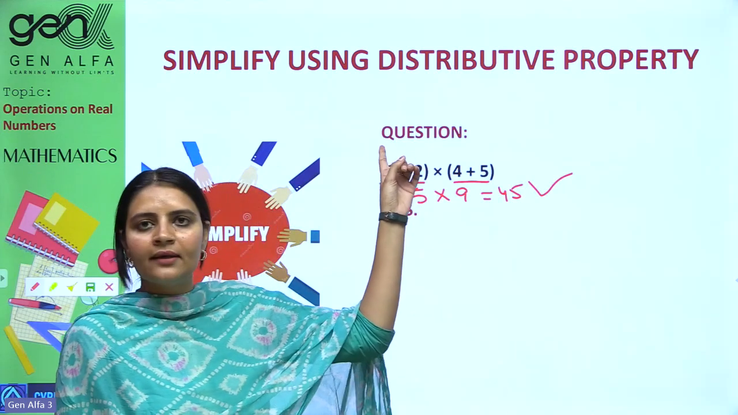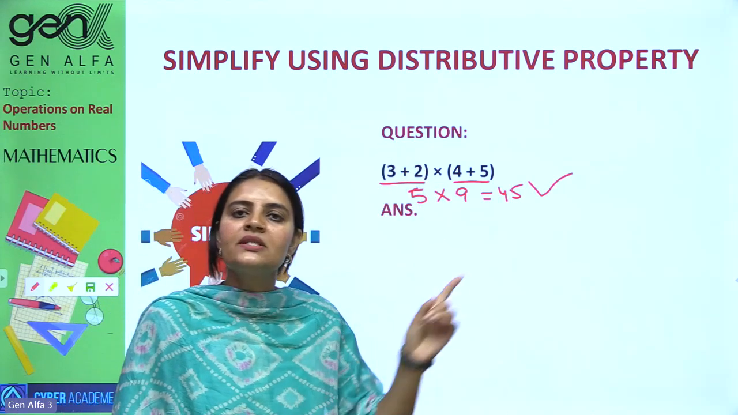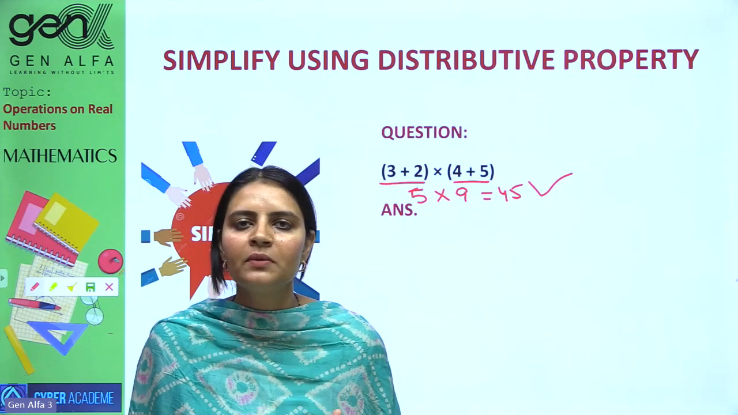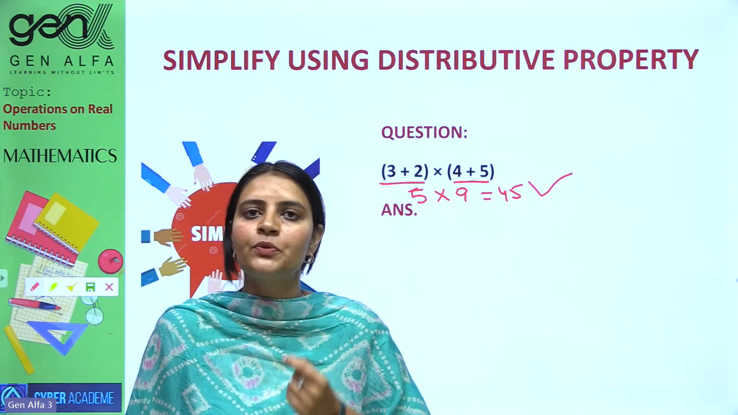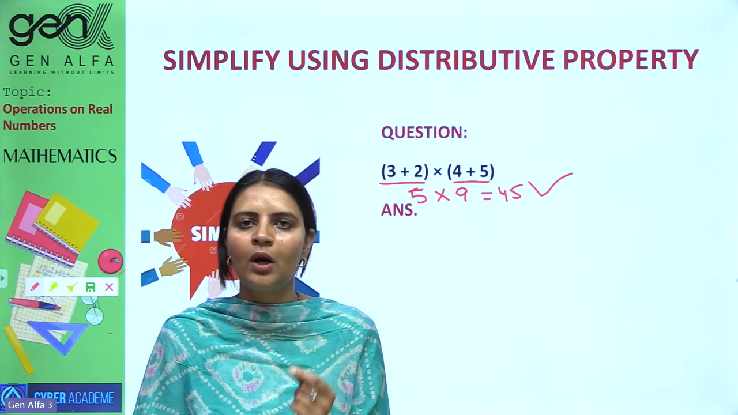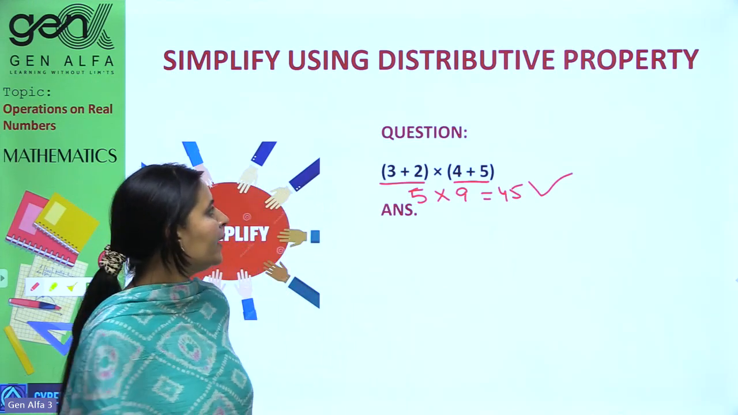But read out the heading. Simplify using distributive property, not simply, not according to BODMAS only. You have to use the distributive property. That was the concept here. Yes, you need to use the properties. So what are we going to do?